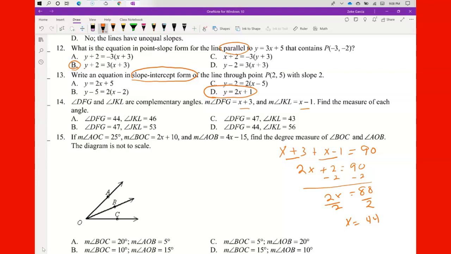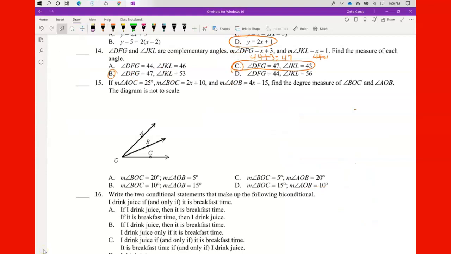So we got to find the measurement of angle DFG, which is 44 plus 3, which gives you 47. So which one has 47? So it's either going to be B or C, right? B or C. And then the other one is going to be the measurement of angle JKL, which is 44 minus 1, which is 43. So your answer is C.